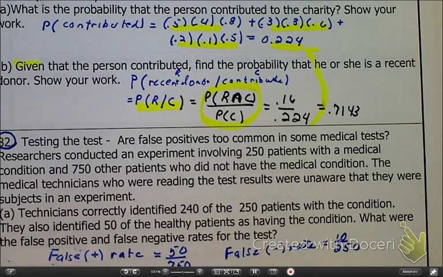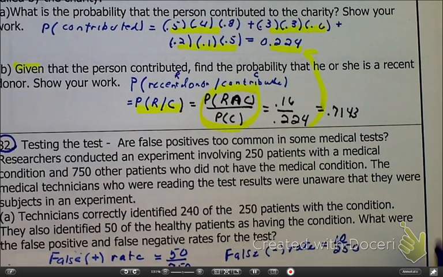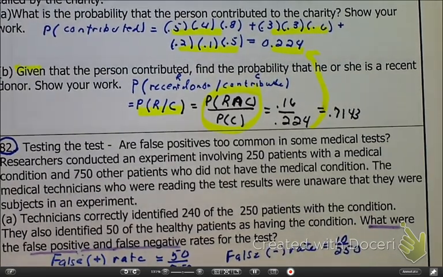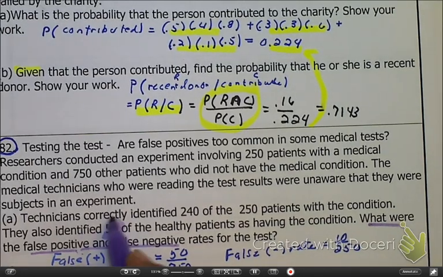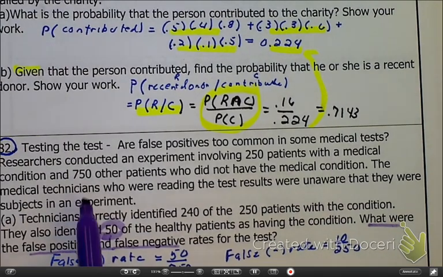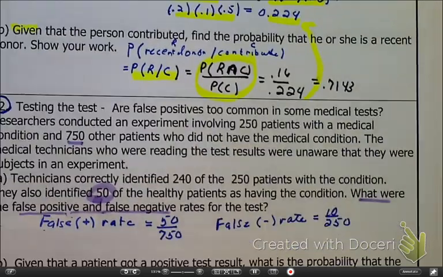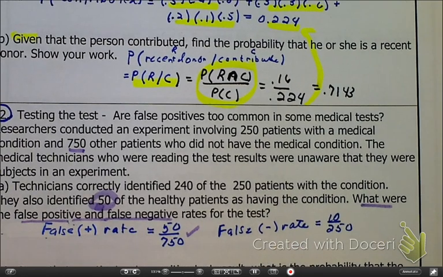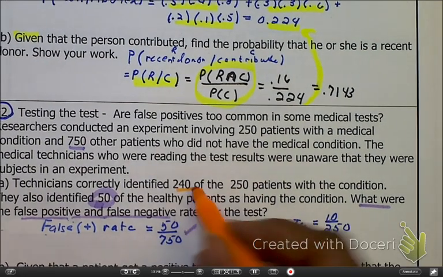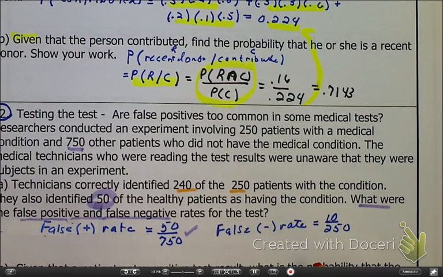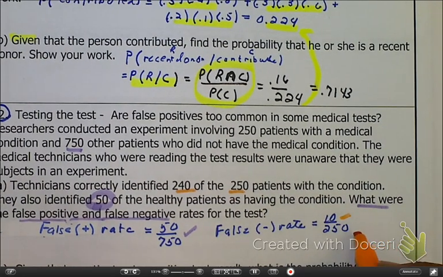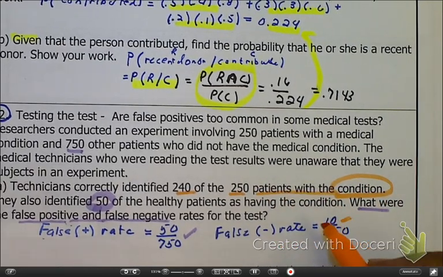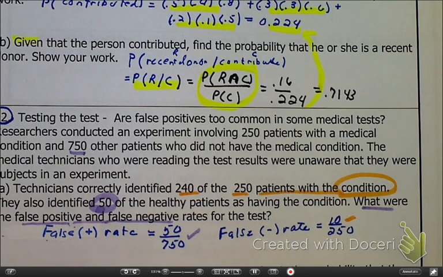Okay, so they're asking me to identify the false positives and the false negatives. Here you have the 50 out of the grand total, which is the 750 value right there, to give you the false positive rate. For the false negatives, please recognize that they gave you the 250 minus 240 to get 10, and this is out of all the ones that have the condition. So that's where this came from.